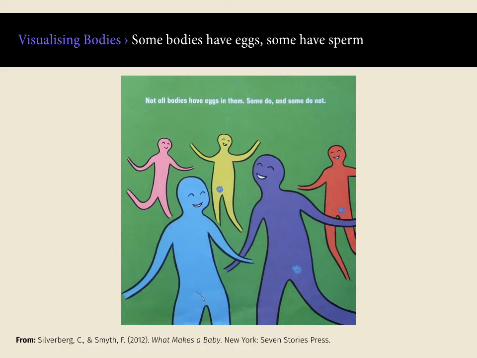Silverberg and Smith's approach to visualizing bodies is entirely different. They wanted to make the bodies shown completely gender neutral. By focusing on the fact that some bodies have sperm and some bodies have eggs, the gender of these people becomes irrelevant. As a result, any person can see themselves in these figures regardless of gender, appearance, and ethnicity.